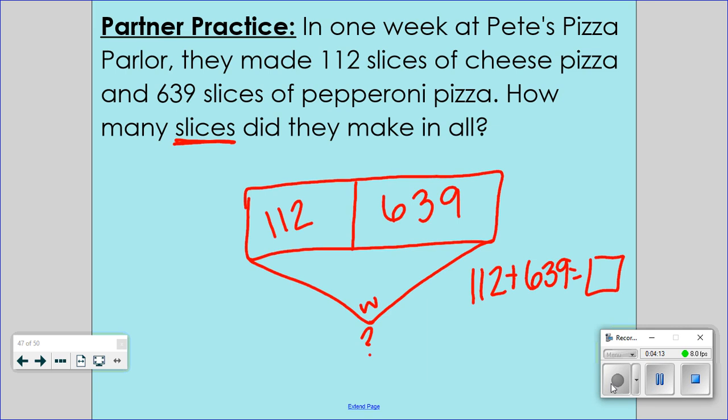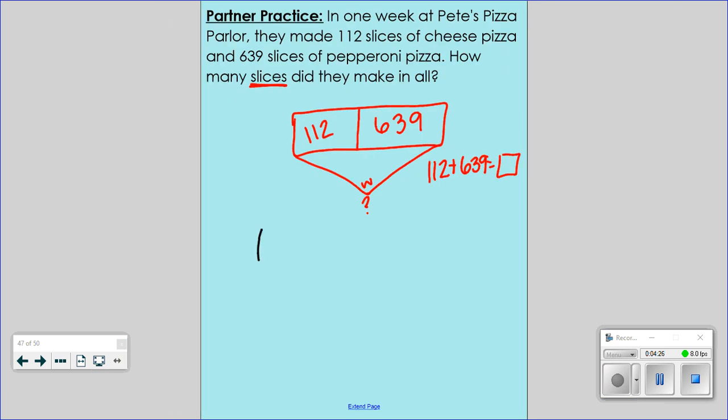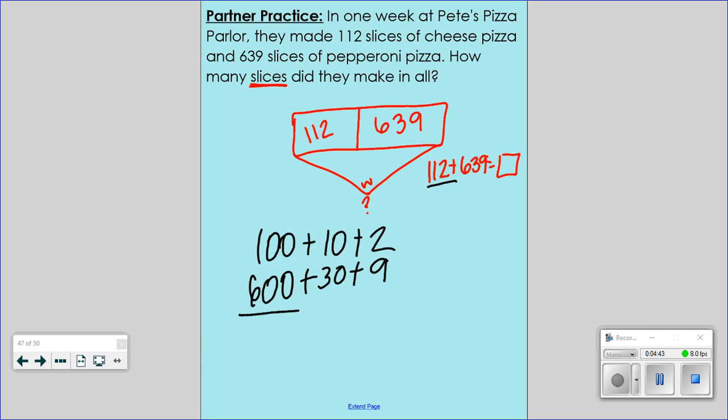Raise your hand if you use base 10 drawings. Raise your hand if you use expanded form. Ooh, lots of expanded form. All right, let's do that. So we have 100 plus 10 plus 2. That's me expanding 112. And then underneath that, I'm going to align 600 plus 30 plus 9, and then draw my equal bar. So far, so good?